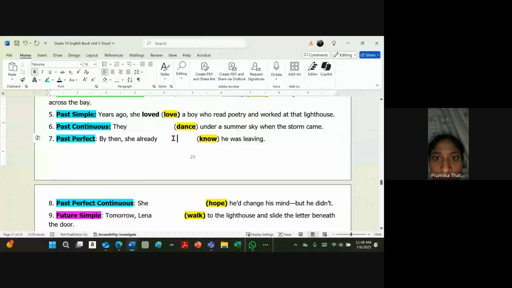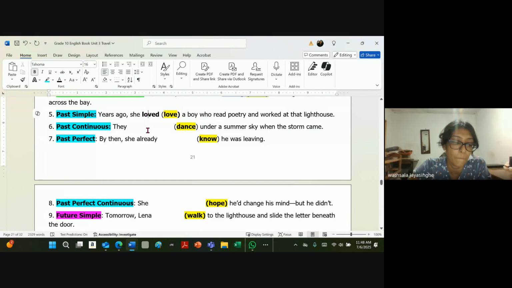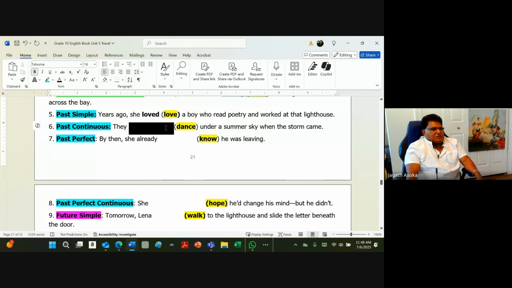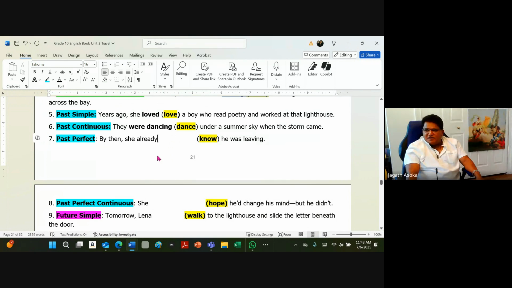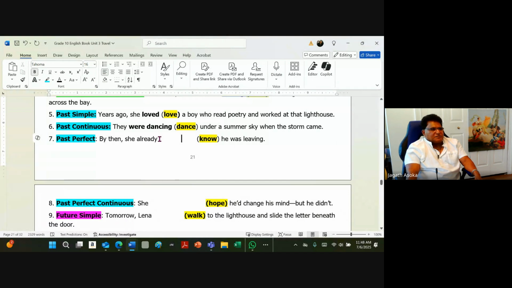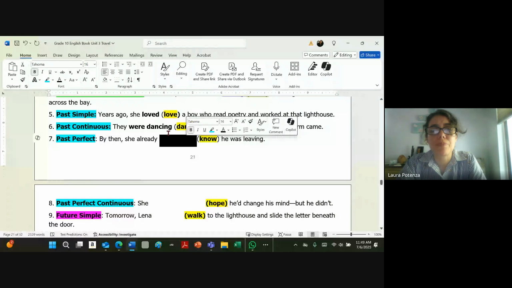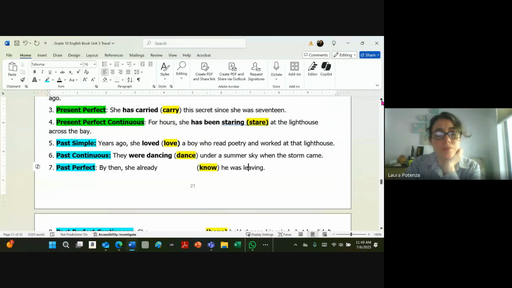They had been dancing. They were dancing. They were just dancing. Right. Okay. Past perfect here. This is perfect, not perfect continuous. No. Why don't you go up for a second? Go up to the previous one.